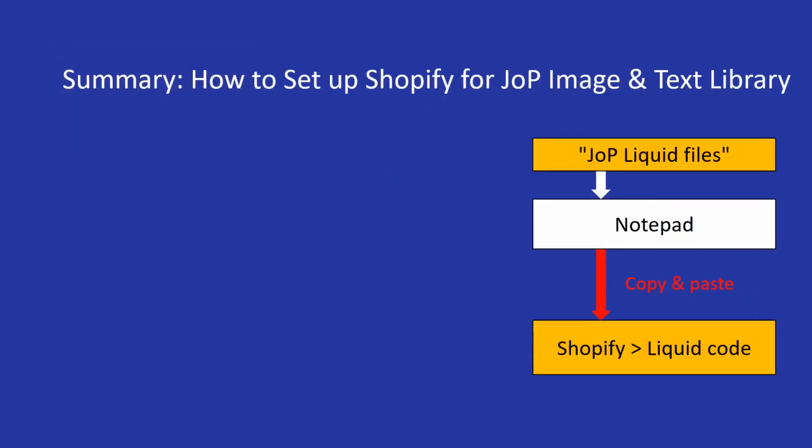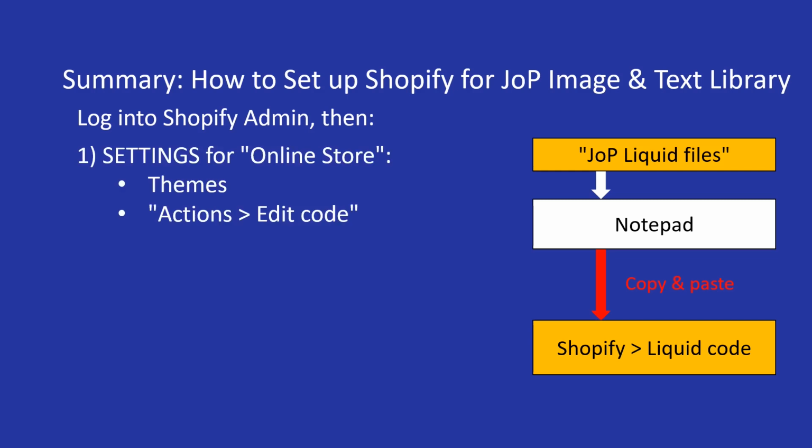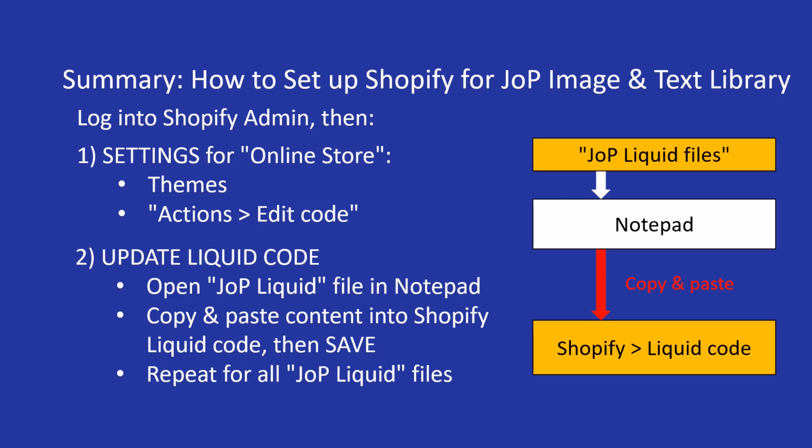In summary, to set up Shopify, you follow this process. After logging into Shopify Admin, first find the settings for the online store. Go to the menu, select Online Store. Go to Themes, then Actions, Edit Code. Then update the liquid code files. Open the Joy of Plants liquid file in Notepad.